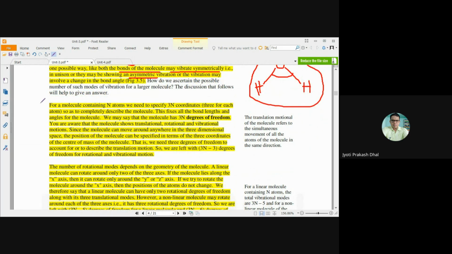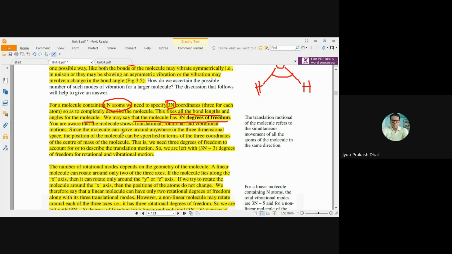So here first we'll discuss what the degrees of freedom are. For a molecule containing n atoms, we need to specify 3n coordinates. That means for each atom there will be three coordinates, x-axis, y-axis and z-axis. So if a molecule contains n number of atoms, the total number of coordinates will be 3n. This fixes all the bond lengths and the angles of the molecule. We may say that the molecule has 3n degrees of freedom.